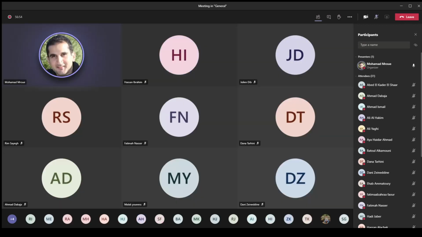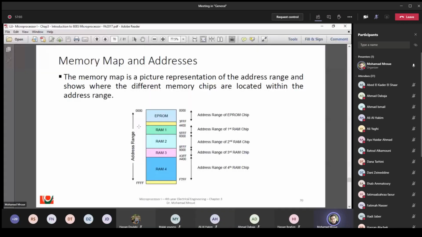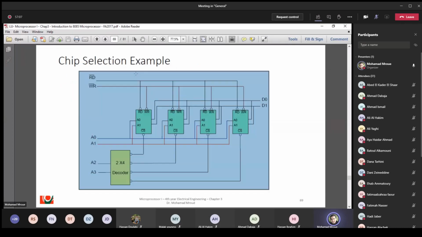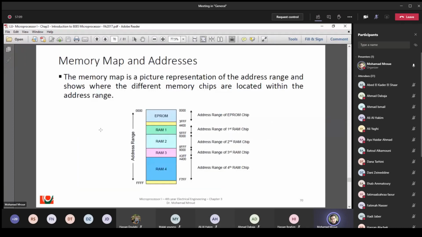So this partitioning principle also exists not only in the 8085, but in all microprocessors, like memory map and addresses. The memory map is a picture representation of the address range and shows where the different memory chips are located within the address range. So the address range for the 8085 microprocessor is from 0000 to FFFF.